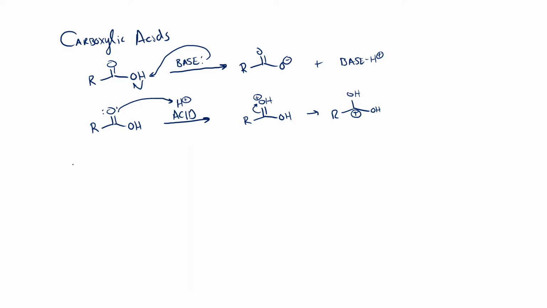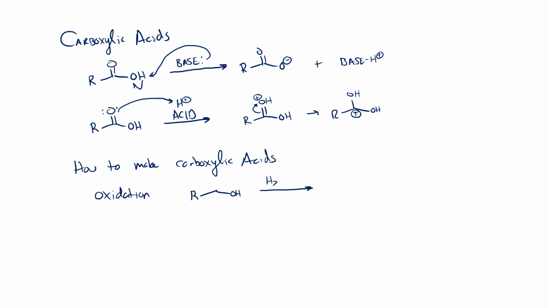How do we make carboxylic acids? Well, we know one way is oxidation. We can take a primary alcohol and treat it with chromic acid, H2CrO4, and we will oxidize that alcohol up to the carboxylic acid. Chromic acid is a very strong oxidant. It will oxidize the alcohol. You can also do this with an aldehyde. If you have an aldehyde as your starting material, you can also use chromic acid for that, and that will give you a carboxylic acid.